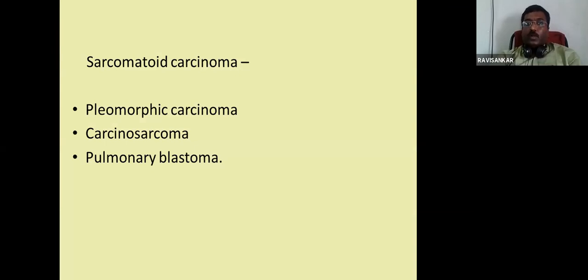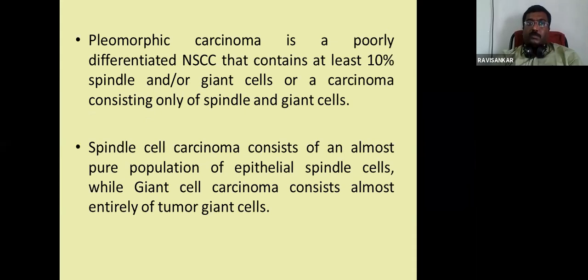There are also subtypes. Sarcomatoid carcinoma can be of various subtypes. Sarcomatoid carcinoma is also known as metaplastic carcinoma. They can be a pleomorphic carcinoma, or they can be classified as carcinosarcoma or pulmonary blastoma, depending upon the components of the tumor. Pleomorphic carcinoma is a poorly differentiated non-small cell carcinoma that contains at least 10% of spindle or giant cells.